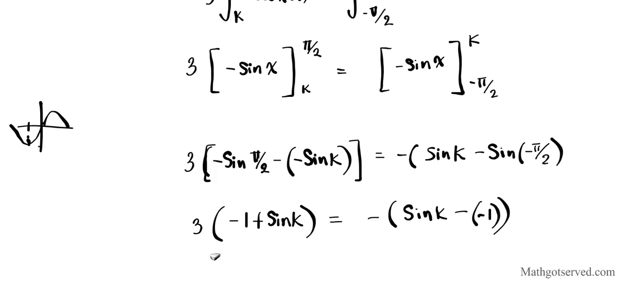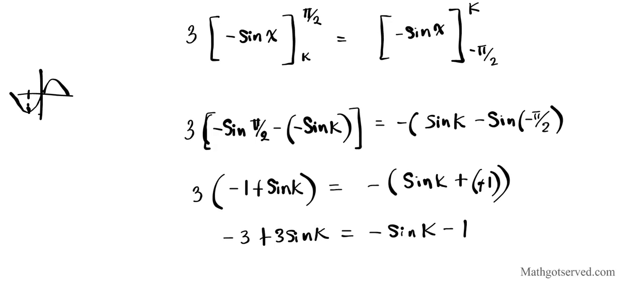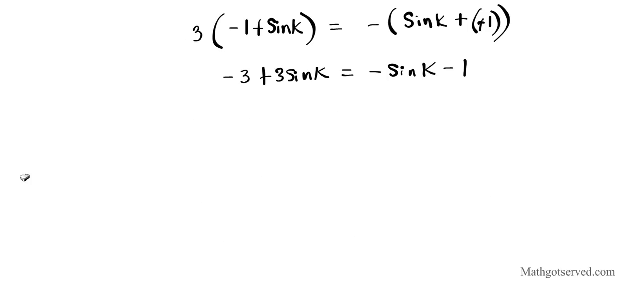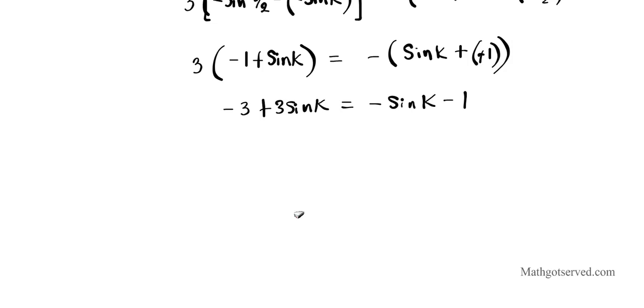All right, let's simplify this side. Distribute the 3: you have 3 minus 3 sine k equals the right side, which, distributing the negative, gives negative sine k minus 1. Now we have the equation I was talking about earlier. We have to solve this equation for k, and that will tell us how to partition it so that the area on the left is 3 times the area on the right.